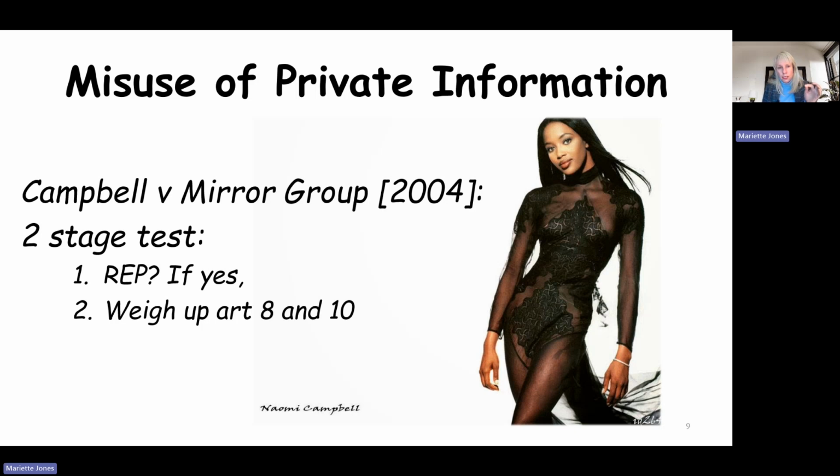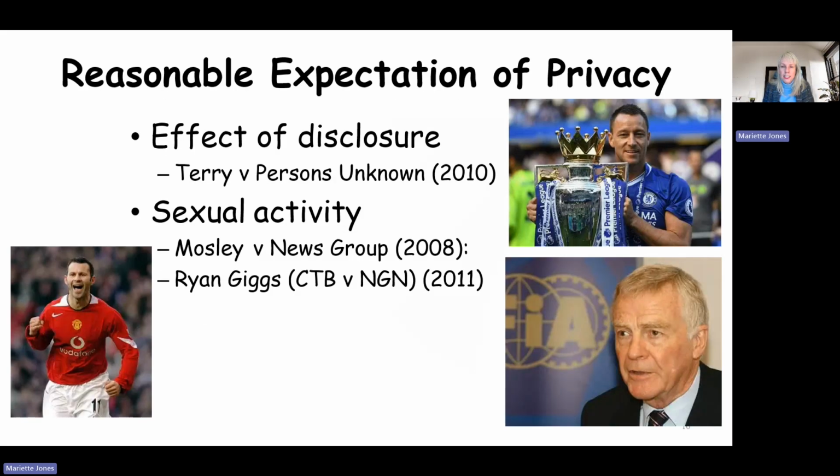What's important for you to know is that we start with step 1, and only if you can establish a reasonable expectation of privacy do we go on to stage 2. If you cannot establish a reasonable expectation of privacy, we don't even have to go to stage 2. Let's explore first then stage 1 in detail using several key cases. Starting with Campbell again, the House of Lords emphasized the effect that disclosure might have, especially given Campbell's vulnerability during addiction recovery.